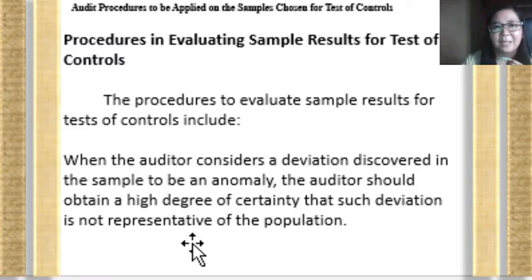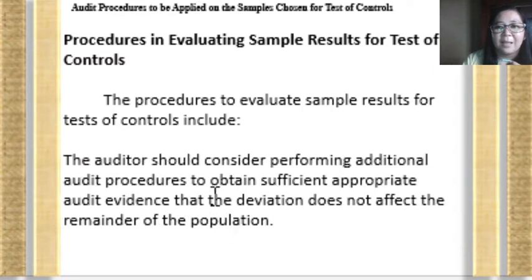That's why in order for him to continue to follow his planned audit procedures, he has to obtain a high degree of certainty. But he has also to perform additional procedures. The auditor should consider performing additional audit procedure to obtain sufficient appropriate audit evidence that this deviation does not affect the remainder of the population. So still he has to perform additional audit procedure for such.